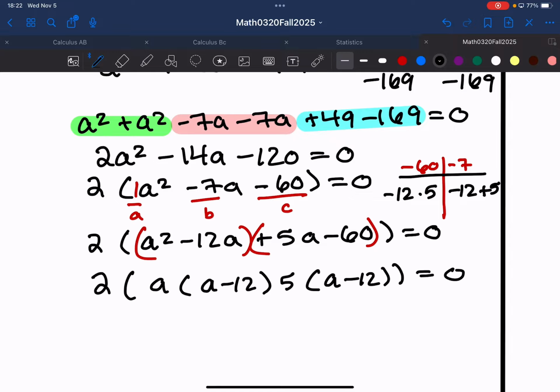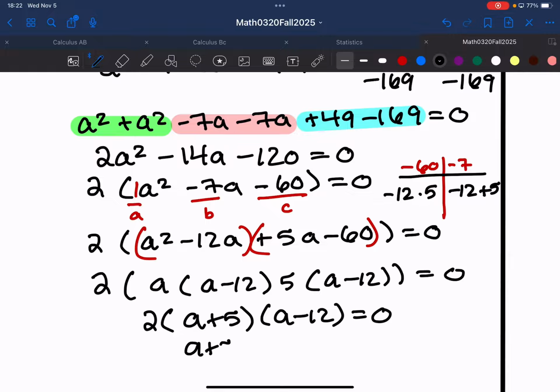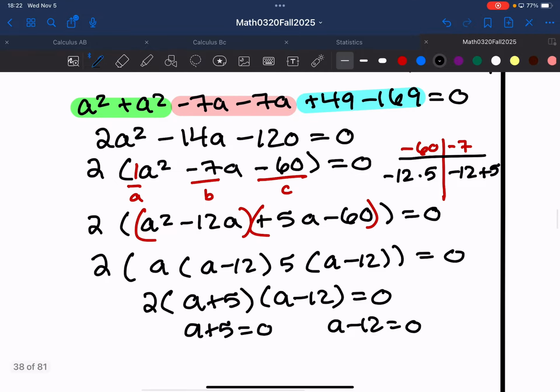Which means I have what, 2 parentheses? A plus 5 and a minus 12. Bring down my GCF of 2. Set it equal to 0. And then my last step here is to do what? Set them both equal to 0. So a plus 5 equals 0 and a minus 12 equals 0.